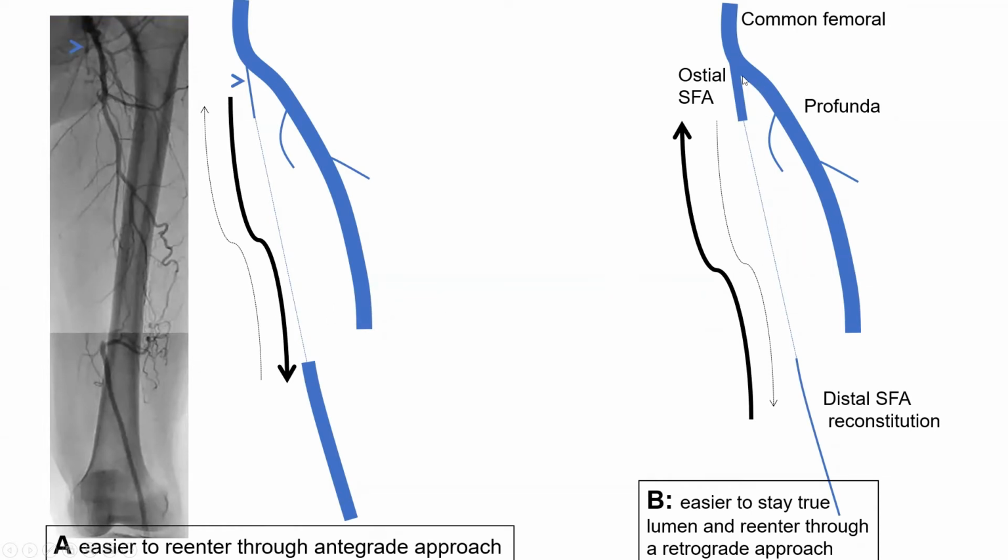Conversely, it's hard to re-enter here. Whatever subintima you create as you're crossing will collapse that distal SFA reconstitution. And the more you try to re-enter distally, the more it will get collapsed. So it may be hard to re-enter here. And those are cases where you may need tibial access with recanalization retrogradely or via retrograde reverse CART.